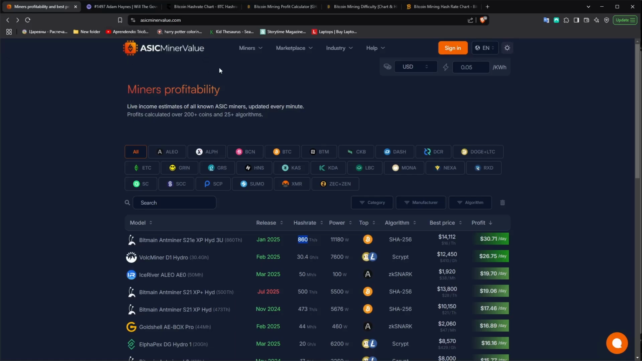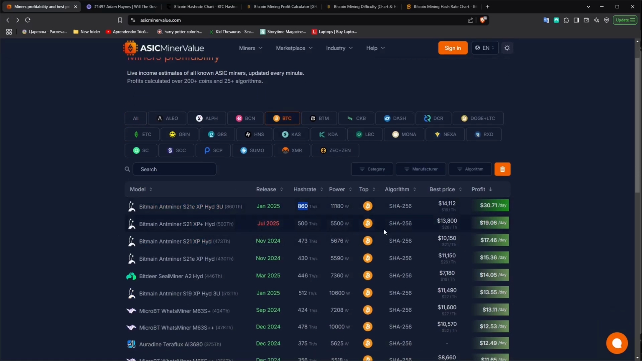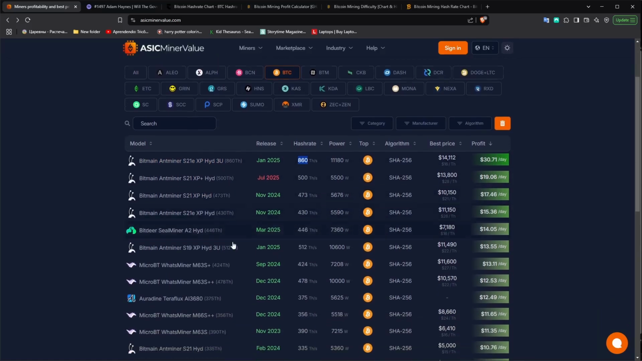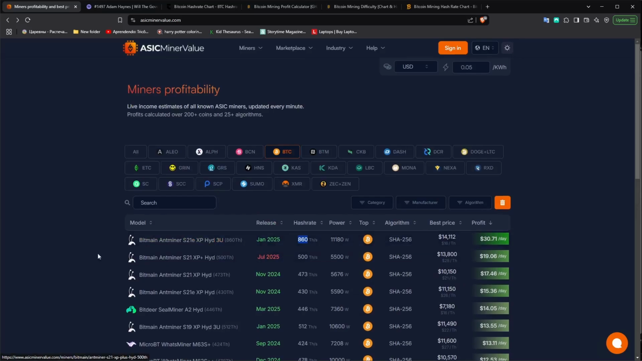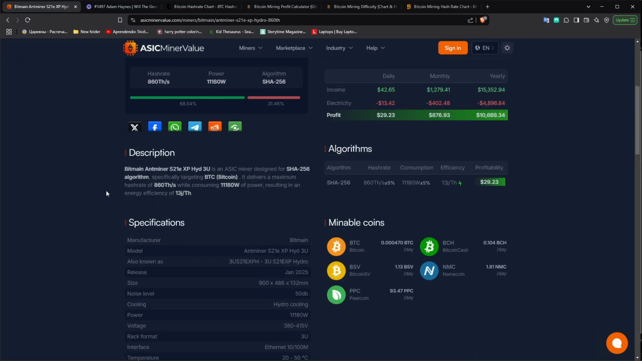I usually like to use this website here, askminervalue.com. I click on Bitcoin, and then you can see the most profitable machine for Bitcoin. Let's assume we're going to be able to buy this machine over here, which is the most profitable. Let's click here and see what we have. So this is the machine.